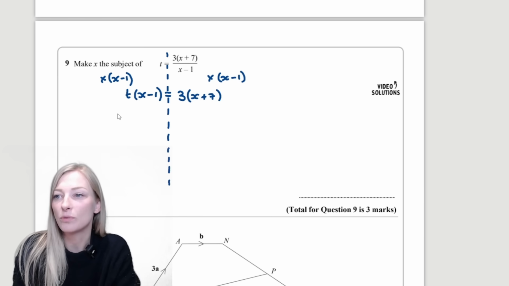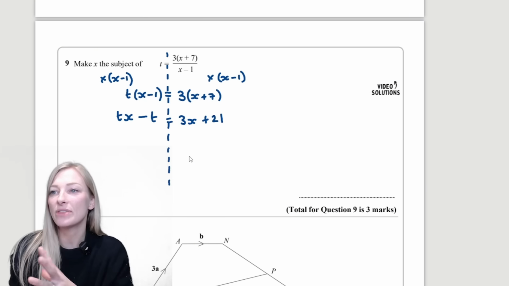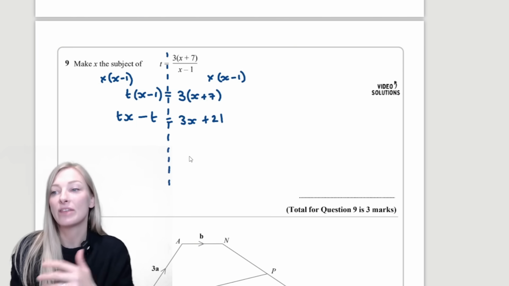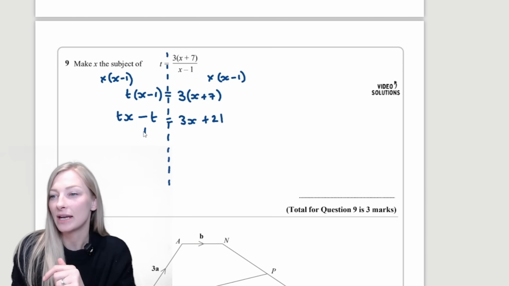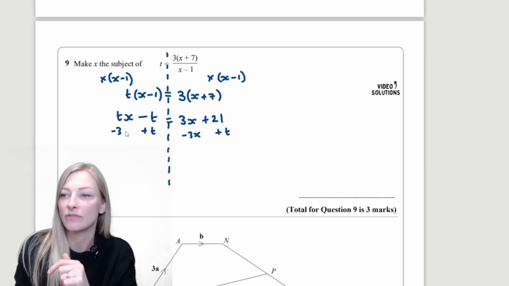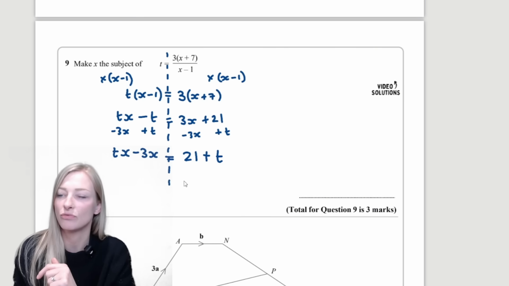Now let's expand out all the brackets. So I've got tx minus t equals 3x add 21. And we want everything with an x, because that's what we're making the subject, to be on one side, and everything without an x to be on the other side. So I'm going to add t to get that over here. And I'm also going to take away 3x to bring that one over here. So tx minus 3x equals 21 add t, or t add 21, whichever way around you wrote it.